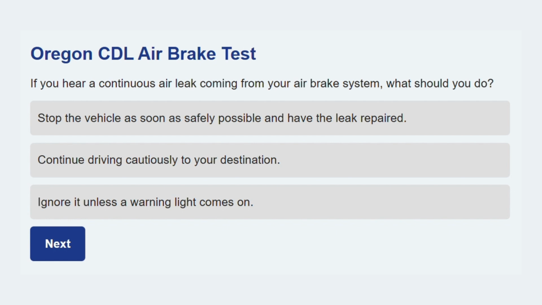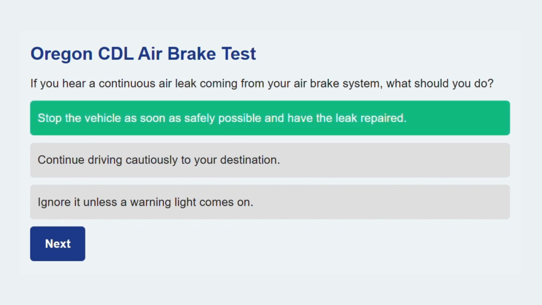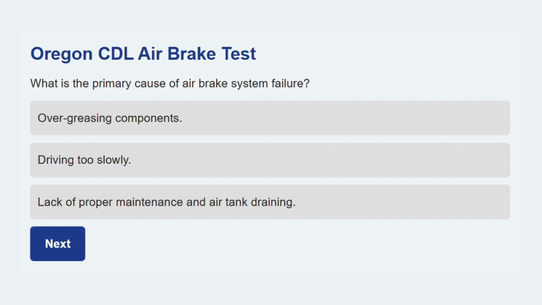On to the next question. If you hear a continuous air leak coming from your air brake system, what should you do? Stop the vehicle as soon as safely possible and have the leak repaired. Air leaks can quickly lead to complete brake failure.